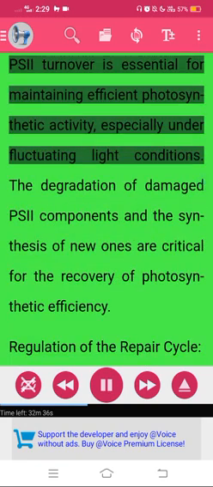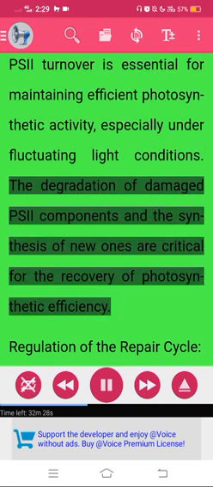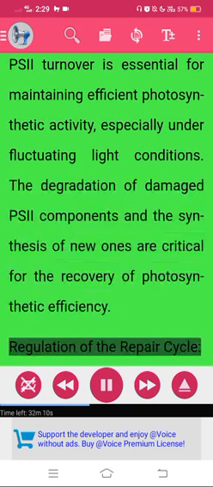PSII turnover. PSII turnover is essential for maintaining efficient photosynthetic activity, especially under fluctuating light conditions. The degradation of damaged PSII components and the synthesis of new ones are critical for the recovery of photosynthetic efficiency. Regulation of the repair cycle.